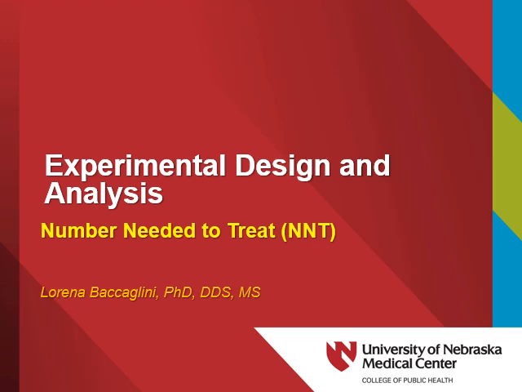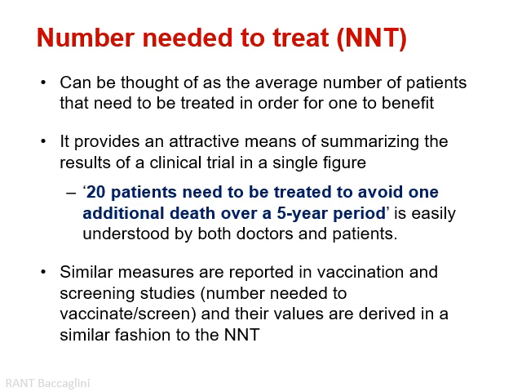An epidemiologic measure that is frequently used in clinical trials is the number needed to treat. The number needed to treat can be thought of as the number of patients that need to be treated in order for one of them to benefit. So it's easy to understand clinically because, for example, if someone reports that 20 patients need to be treated to avoid one additional death over a 5-year period, that can be easily understood by both doctors and patients.